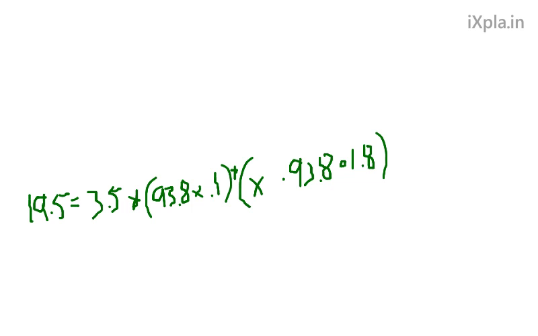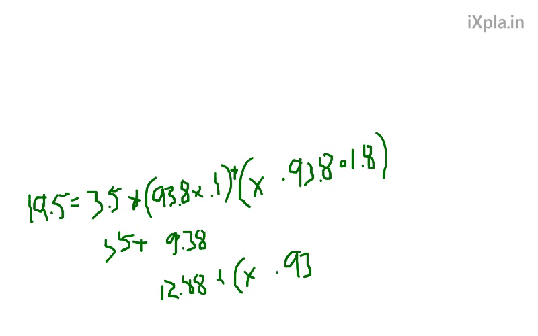93.8 times 0.1 equals 9.38. 9.38 plus 3.5 equals 12.88, plus this x, plus in parentheses 93.8 times 1.8. Now remember in algebra you want to get x by itself, so you'll subtract 12.88 from each side.